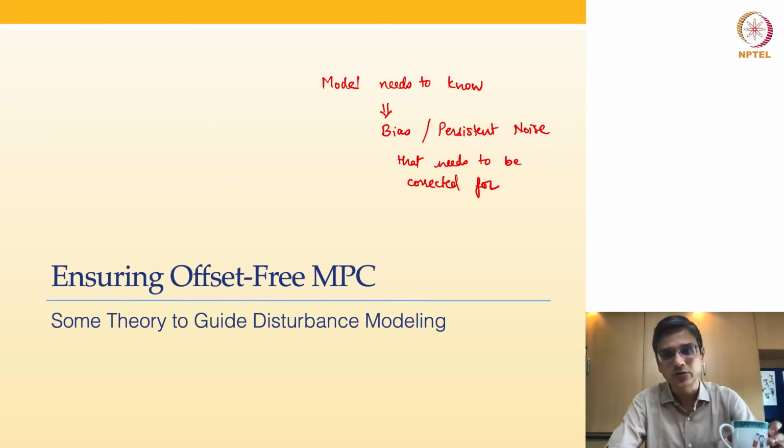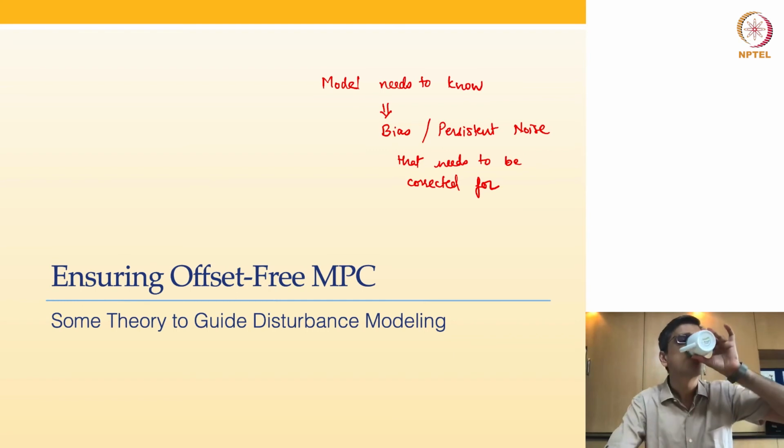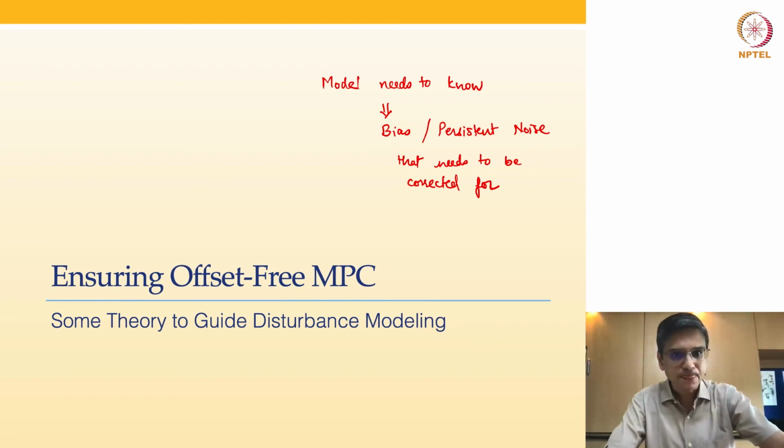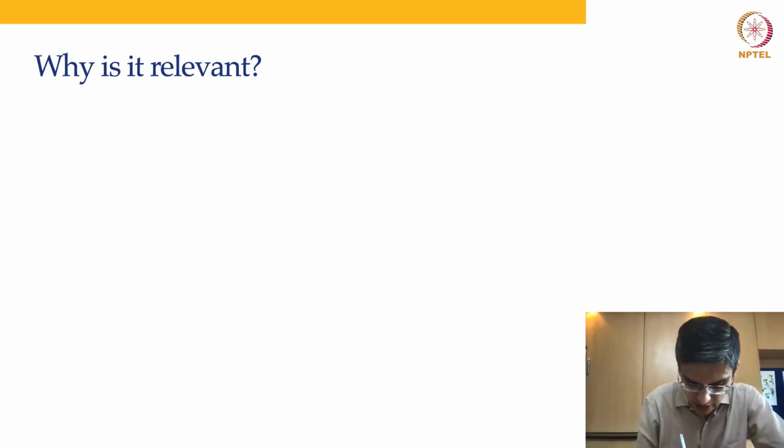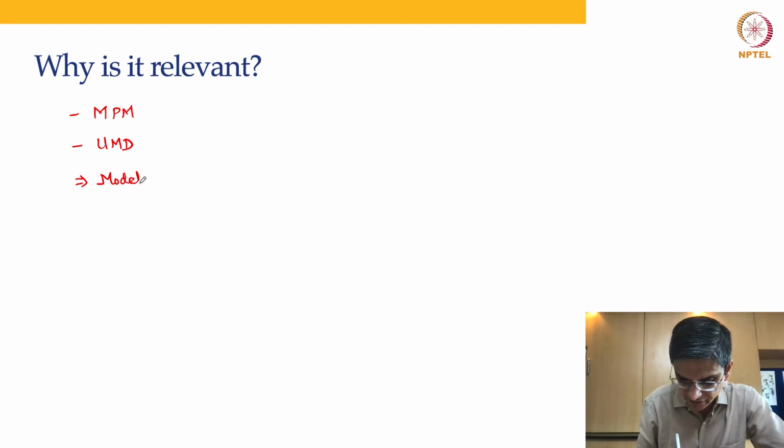Okay, so to get to that, let me talk about a little bit of theory, something that we have done in week 8 and week 9. We will recap it again. Before that, why is it relevant? And again, we have gone over why it is relevant. It is relevant in case of model plant mismatch, or MPM, or unmeasured disturbances, or another case is what is known as model drift.